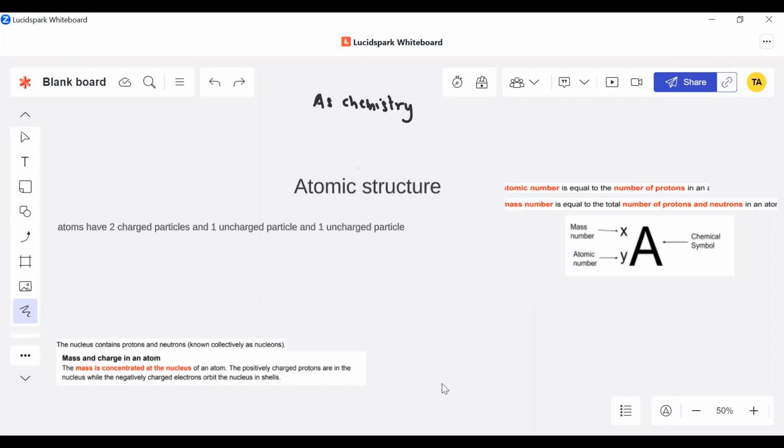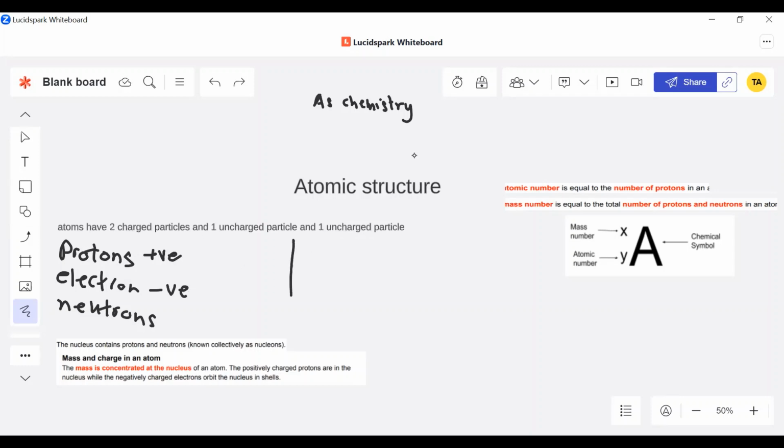So let's start then. Okay. Atomic structure is all about the structure of our atoms. Now, atoms have two charged particles and one uncharged particle. So we have protons, electrons, and neutrons. So protons obviously are positively charged, electrons are negatively charged, and this uncharged particle is neutron.